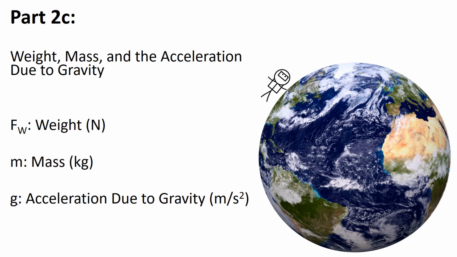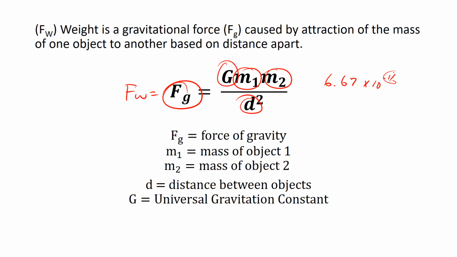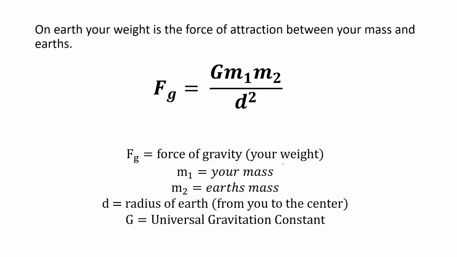On Earth, that's close to 10 meters per second squared, but it's going to change in this lesson because we're going to go other places than Earth. This equation, your weight, actually comes from the force of gravity, which is a product of two masses and the distance between the masses, and this is not small g. This is a universal gravitation constant, 6.67 times 10 to the negative 11th, a very small number because it's a very weak force.